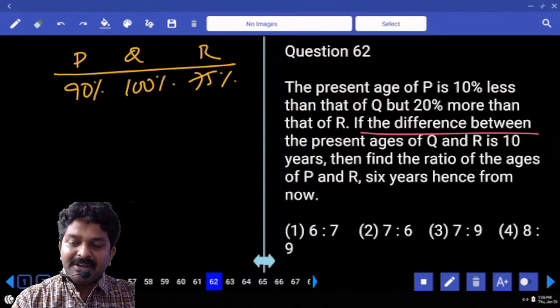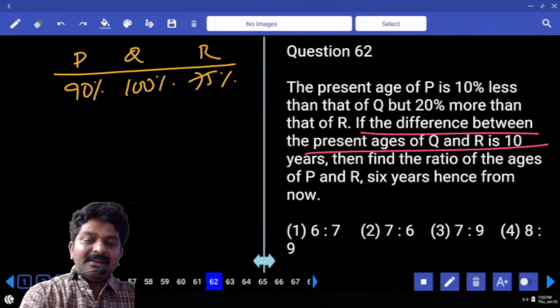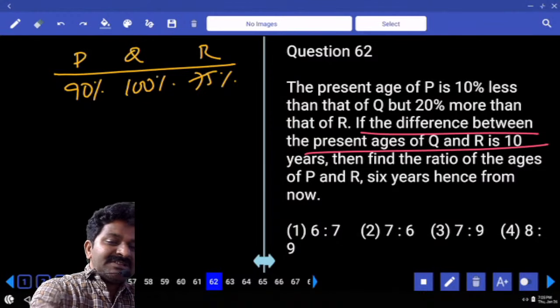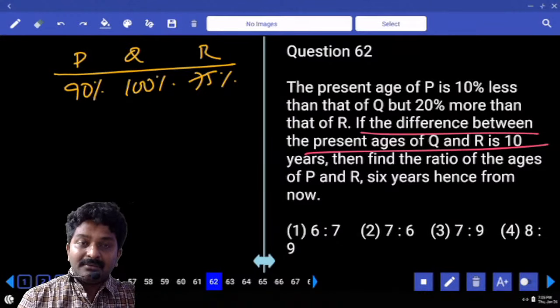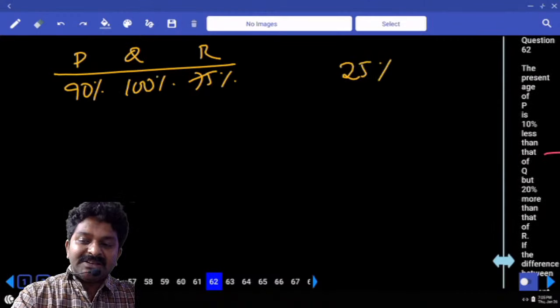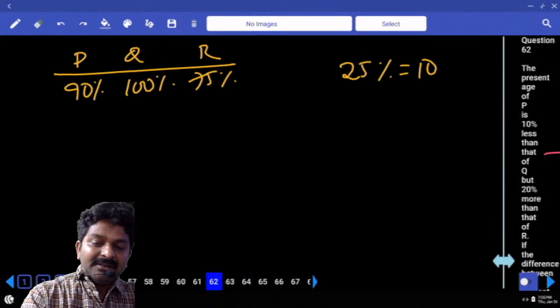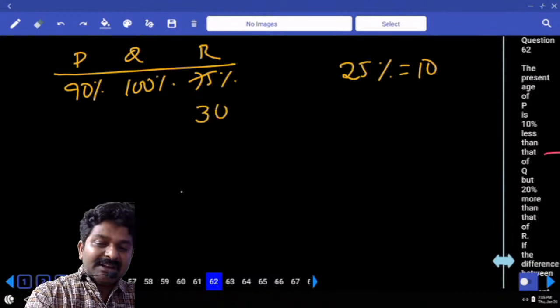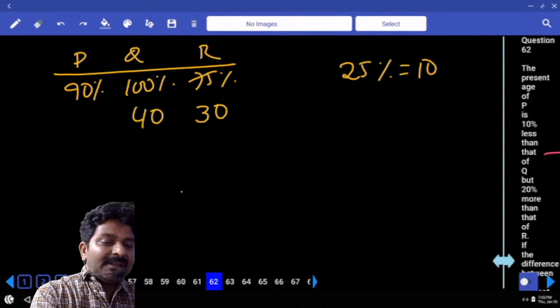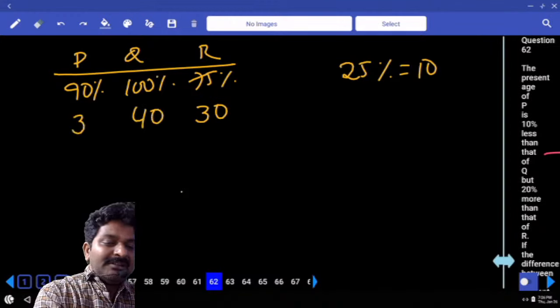The difference between the percentages of Q and R is 10. In terms of percentage, the difference is 25. So 25% is equal to 10. Then 75% is 30, 100% is 40, 90% is 36.